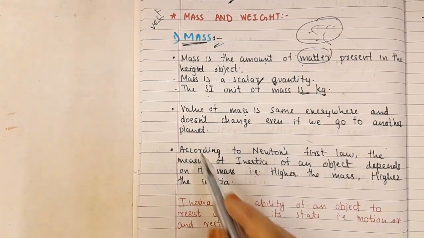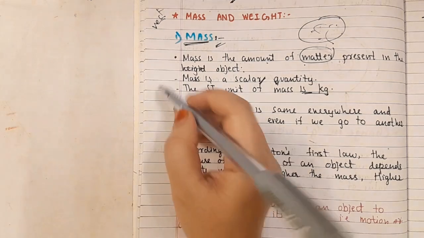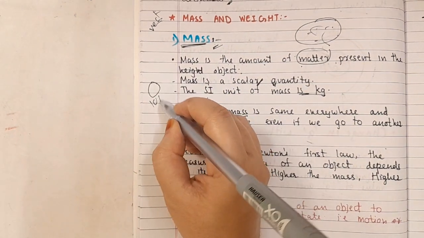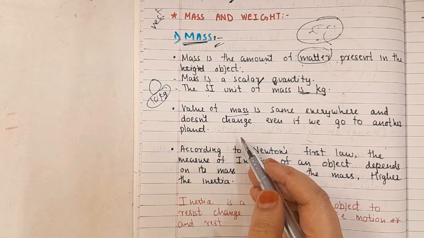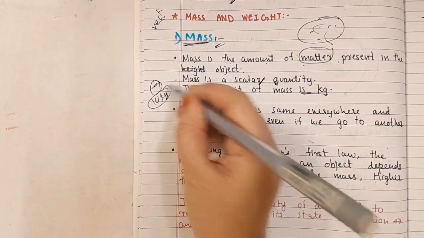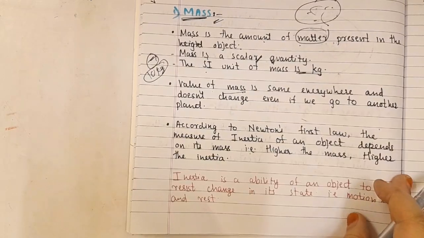The value of mass is the same everywhere and doesn't change even if we go to another planet. So suppose we have one object whose mass is 10 kg, this is the same on another planet also. If you change the place, the mass of that particular object will be 10 kg only. So it doesn't change.